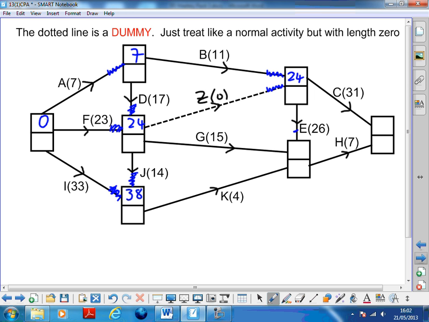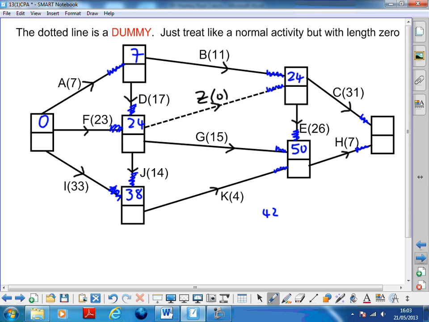We've got three things going in here. At the bottom, we've got 38 plus 4, which is 42. We've also got 24 plus 15, which is 39. And that's not bigger. And we've got 24 add 26, which is 50. That's the biggest.